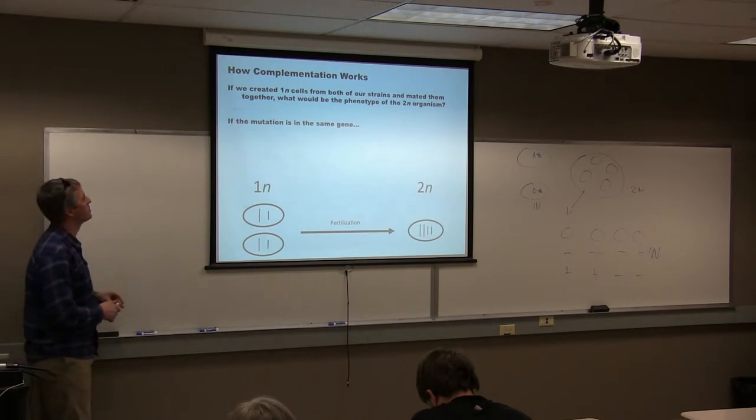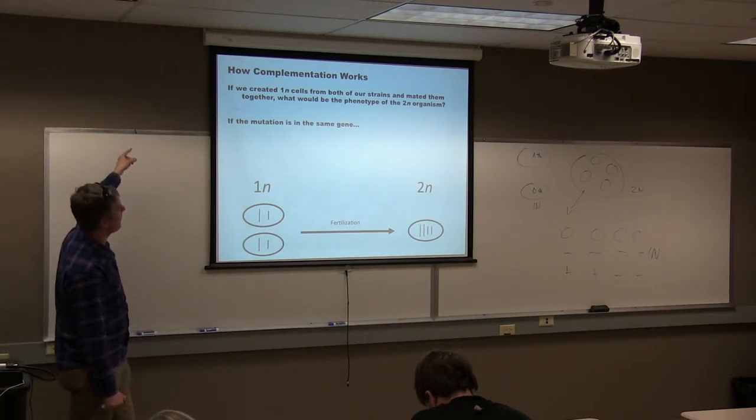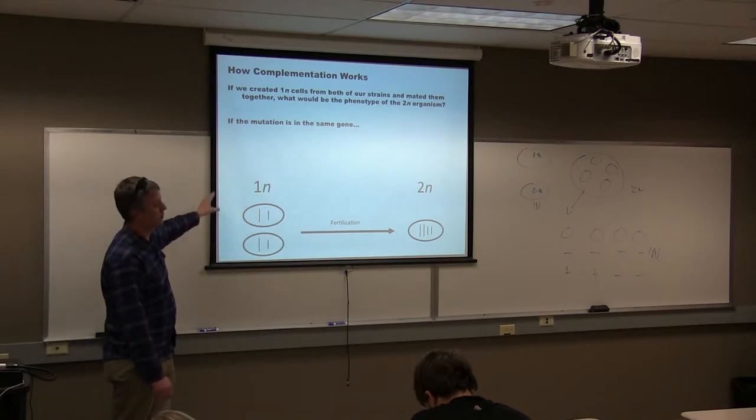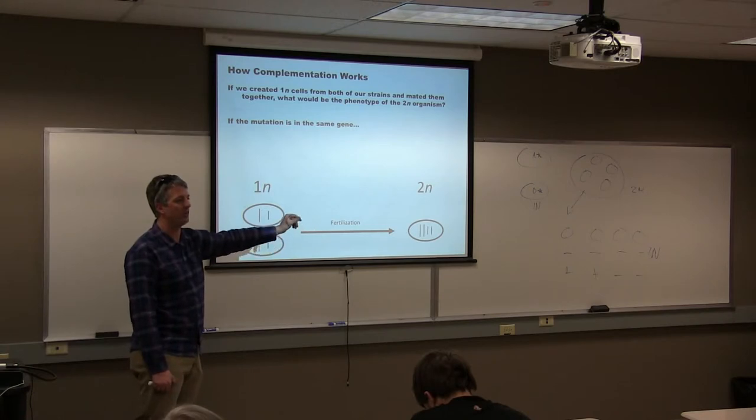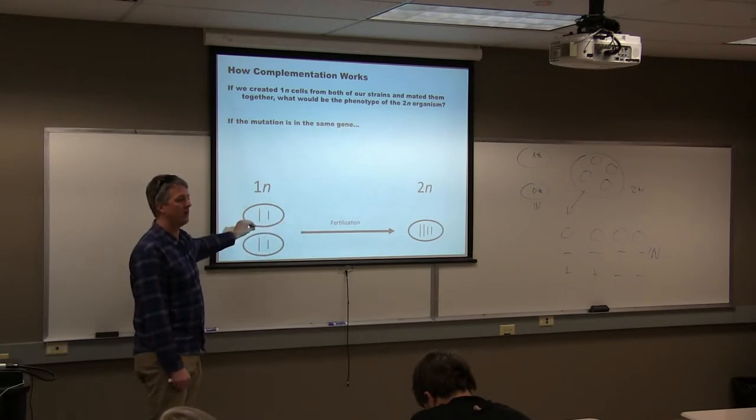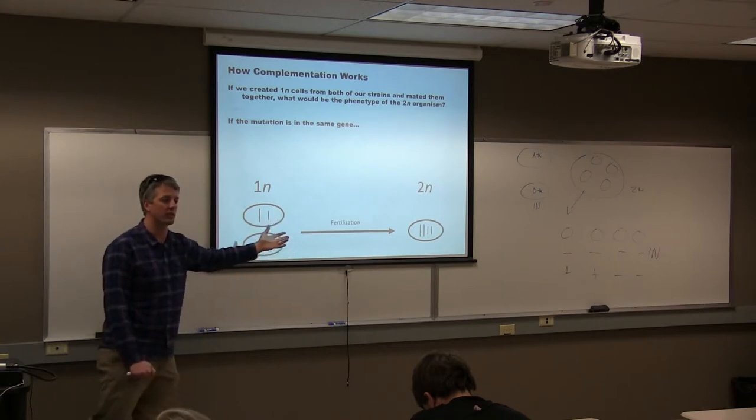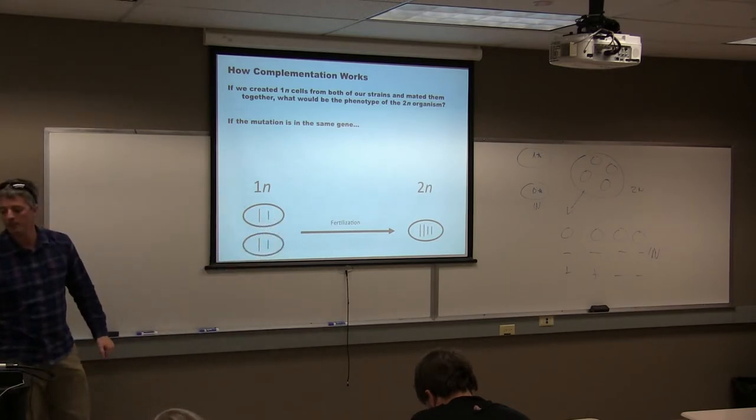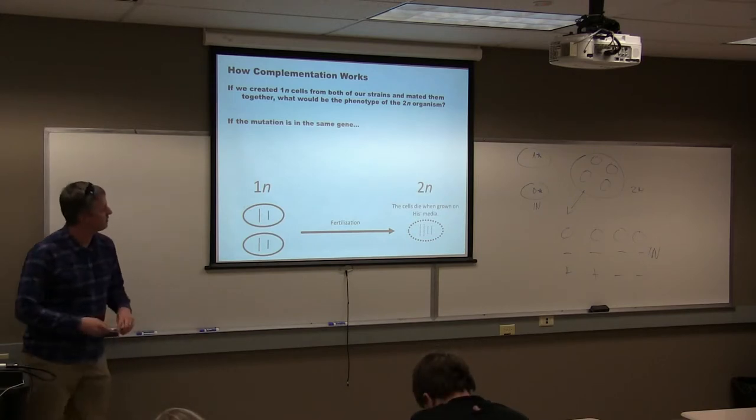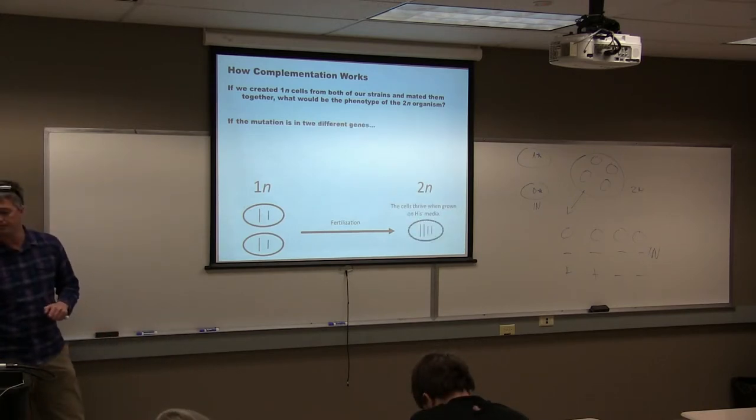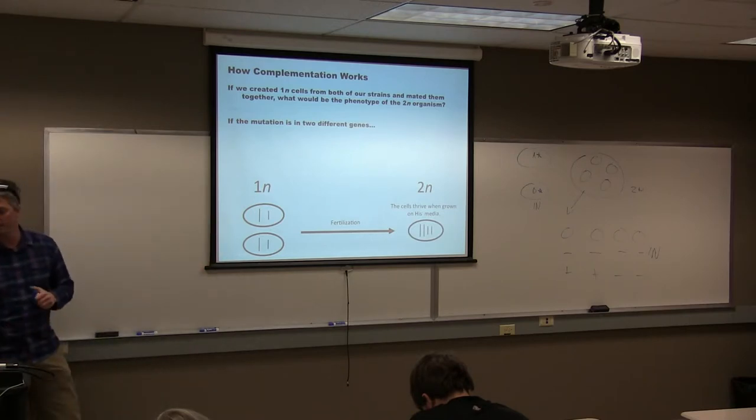All right, so how complementation works. We've created cells with one mutation, or strains, mated them together, and look at the phenotype of the diploid organism. If they're in the same mutation, obviously you're going to have the mutant phenotype in your diploid. If they're different mutations, you're not going to have the phenotype in your diploid. Does that make sense? If the mutations are in the same gene, right, die. If the mutations are in a different gene, you're alive. Hopefully, that makes sense.